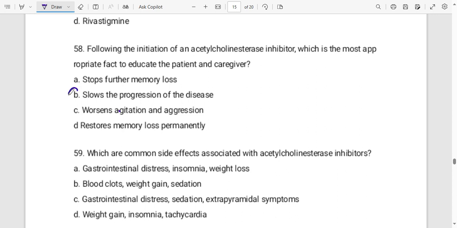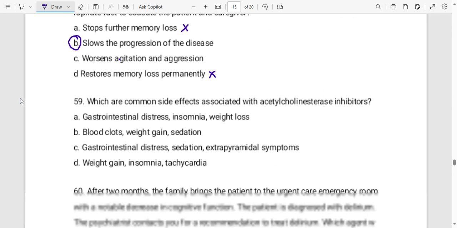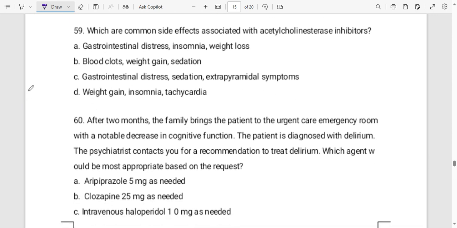Thank you so much. So when it comes to the brain, these drugs act, but you don't heal. You don't stop further loss. You just slow the rate at which you are losing, and you never restore the memory permanently. Once it starts, it starts.